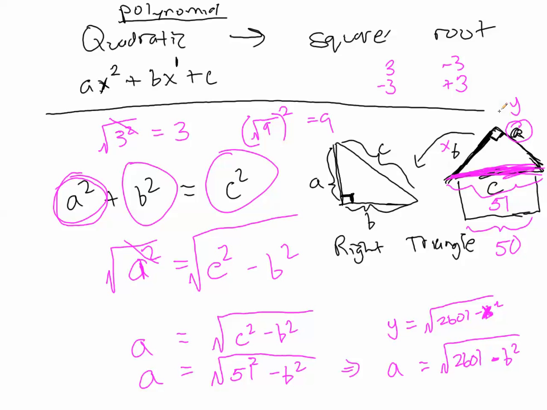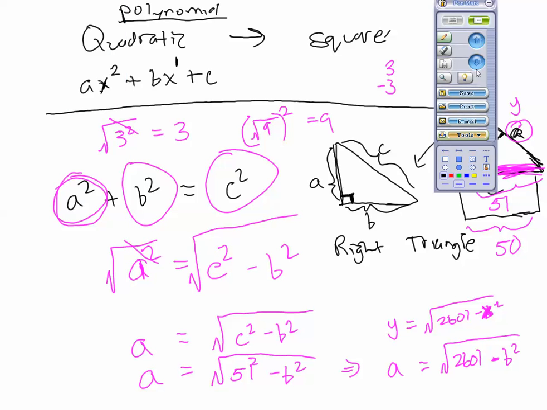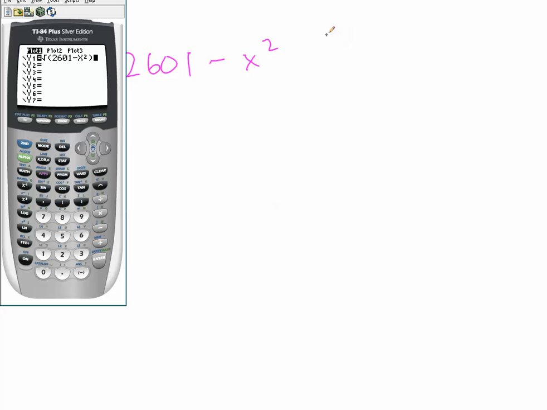So x is really this dimension, and a is going to be this guy over here. So now I can begin to understand what happens as I increase b or change the value of b. So I'm going to plug this in, the square root of 2601 minus x squared. And now I've got to think about what my window setting should look like. Because I'm taking 2601 minus x squared, the first question I want to ask myself is, when is this quantity 0?